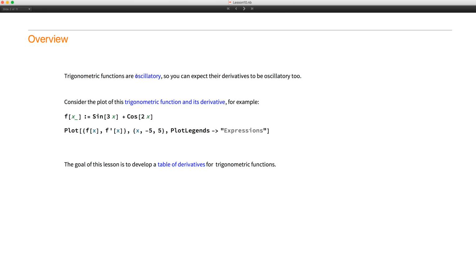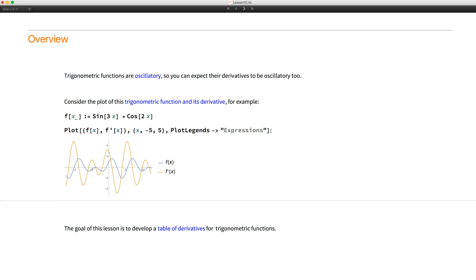Recall that the trigonometric functions are oscillatory, so they go up and down like waves. So you would expect that their derivatives would be oscillatory too. Here's an example that illustrates that. Here's a function f, which is composed of sine and cosine. If you plot the function along with its derivative, you see that they are both oscillatory. The blue graph is f, and the orange graph is f prime. As f changes in an oscillatory way, so does f prime.